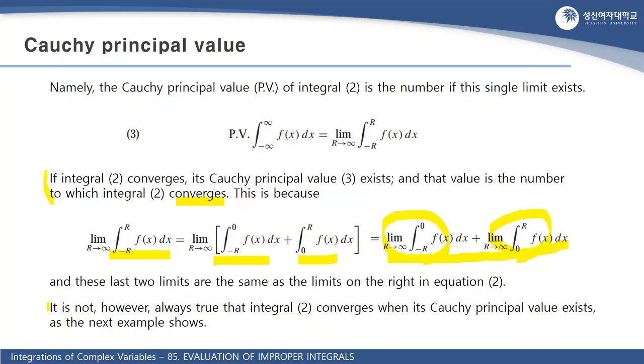Next, we check some of the interesting cases. The Cauchy principal value of an integral exists even when the integral diverges. That is, it is not always true that integral 2 converges when its Cauchy principal value exists. Okay, so we must be careful.